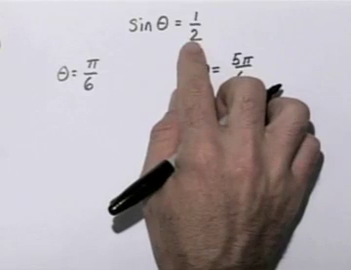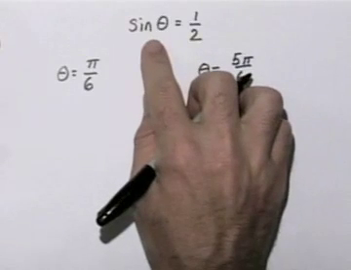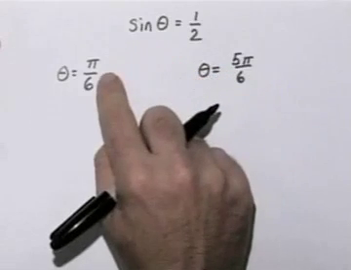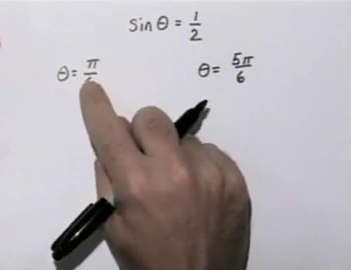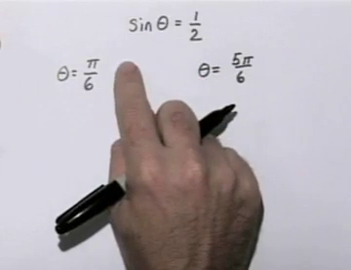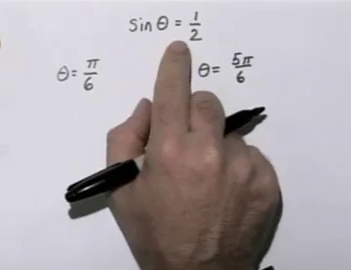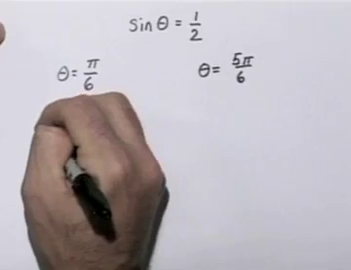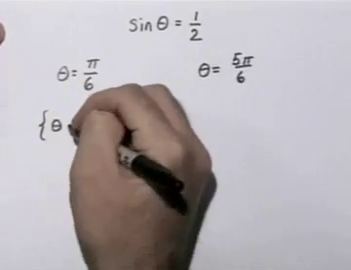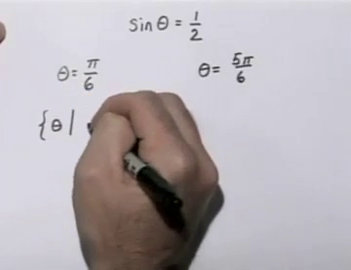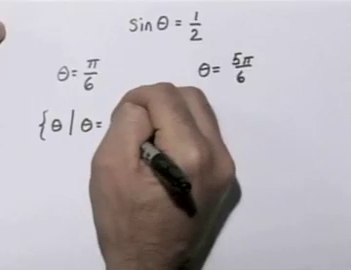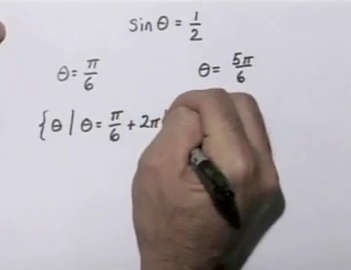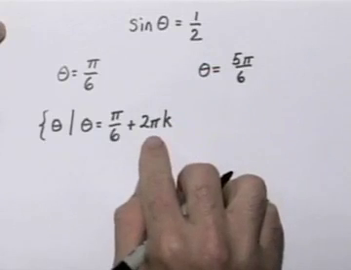Now what we have to do is recognize that the sine function is periodic with period 2 pi. In other words, if I go to an angle of pi over 6 and then do one complete revolution, the sine of that angle is also going to be 1/2. So, to write down all the solutions, we say it's the set of all theta such that theta equals pi over 6 plus 2 pi k, where k is any integer.